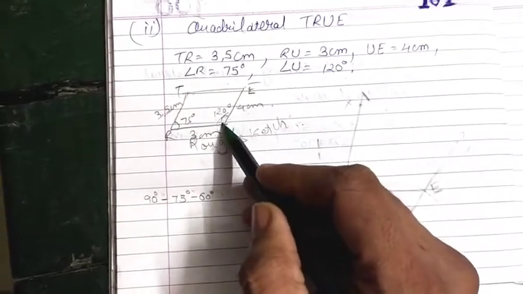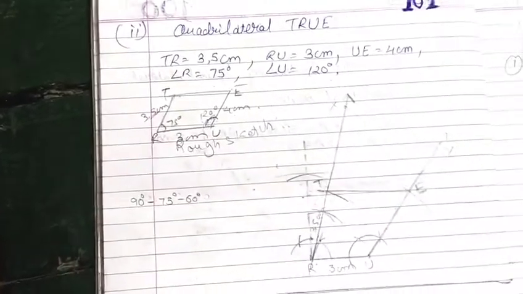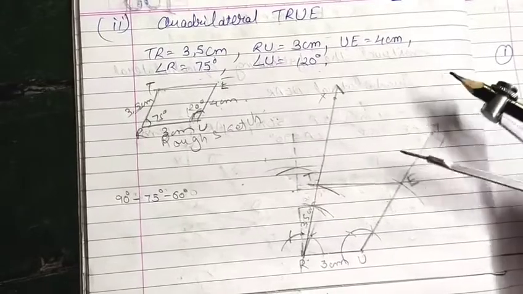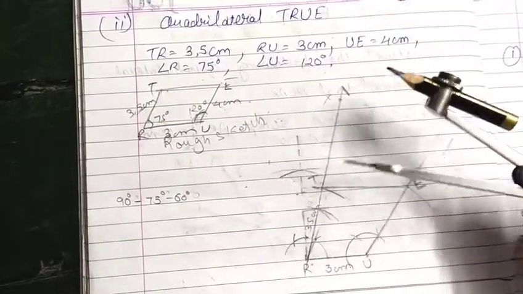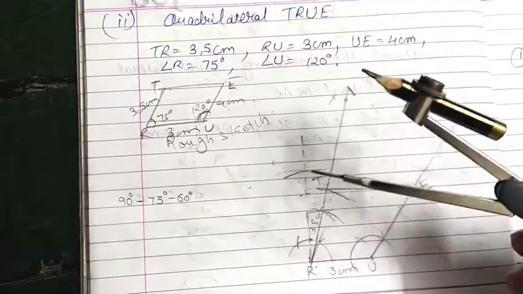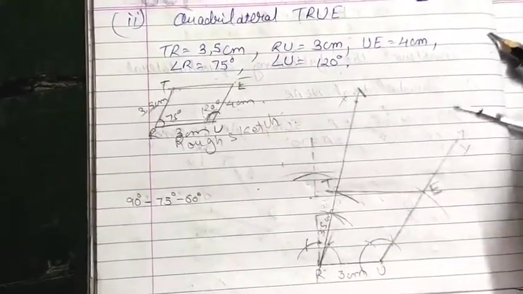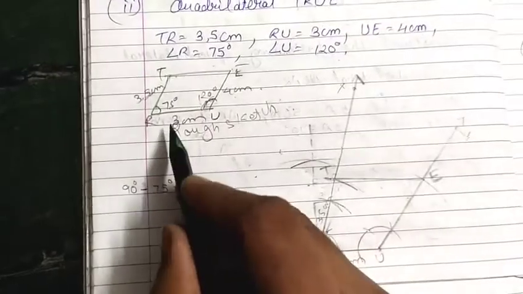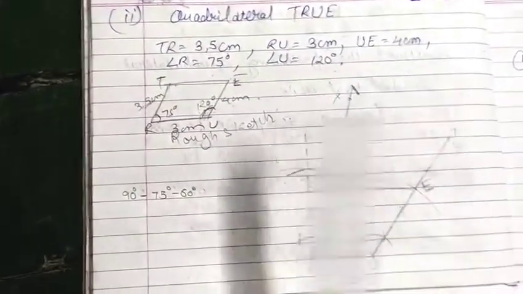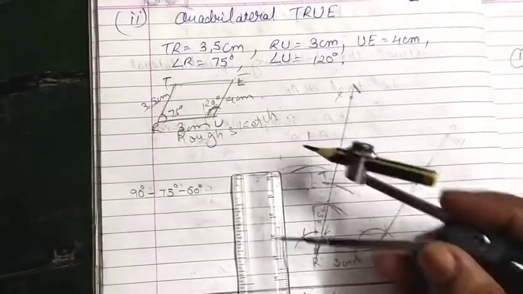Dear student, these angles, 75 degree and 120 degree, are also possible to get with the help of this compass. You can go with a protractor also if it is mentioned in the question, but we have to go with the compass. You should know both. Now, as per the rule, you have to draw the base first. So RU of 3 centimeter. Try to take that 3 centimeter.